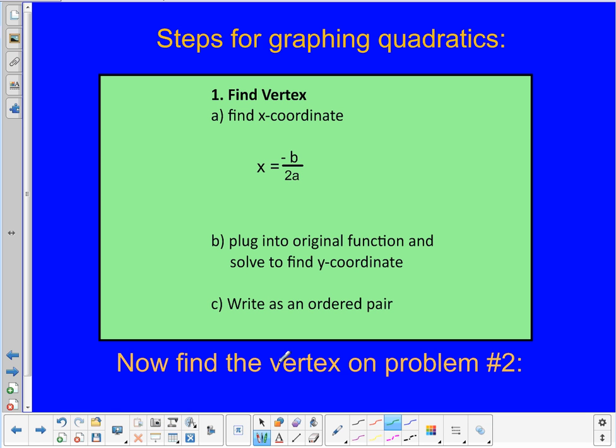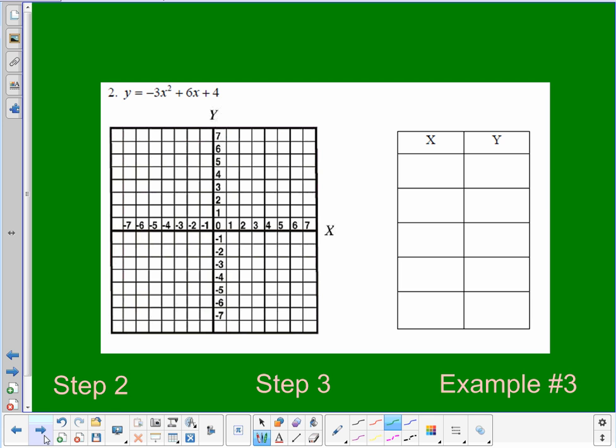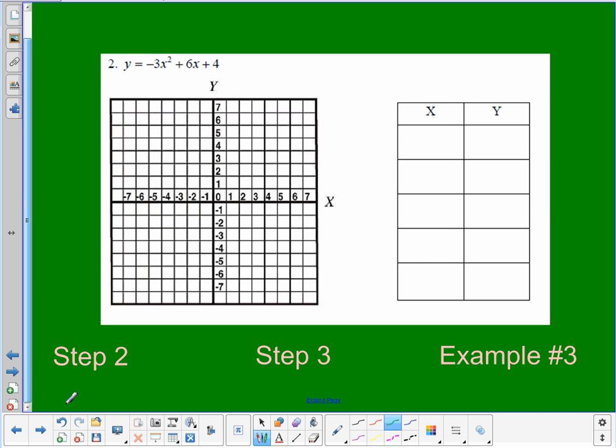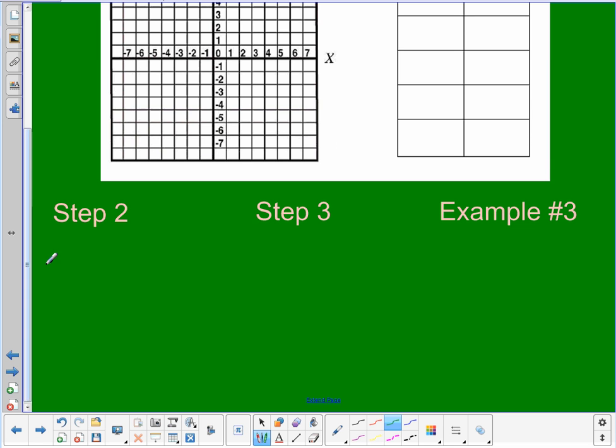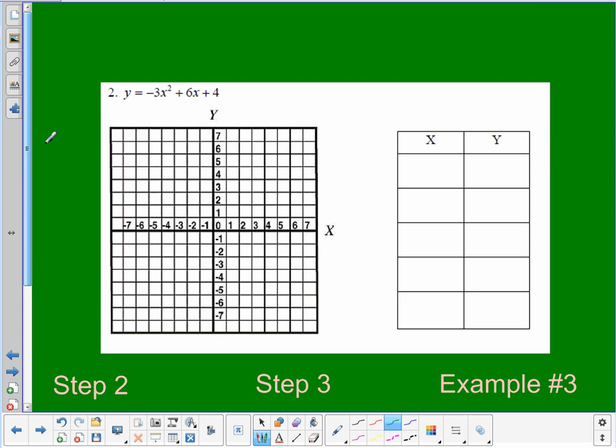Now let's do that as an example. Let's flip to problem number 2. So turn your page over to the back to problem number 2 and let's find the vertex of that question. So I have the opposite of b over 2a. I'll come up here. So x is equal to, in this case, my b value is -6 and my a value is -3. So 2 times -3. So it's -6 over -6. -3 times 2 is -6. And I get a +1.